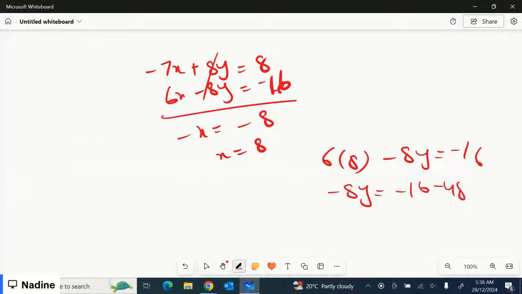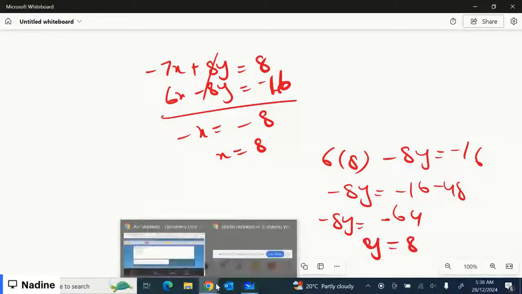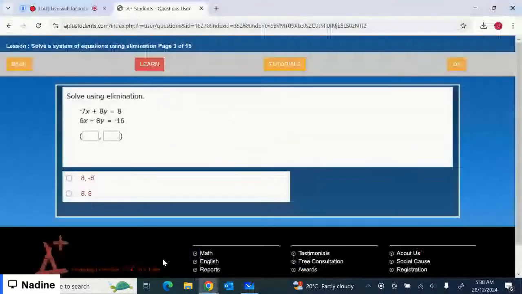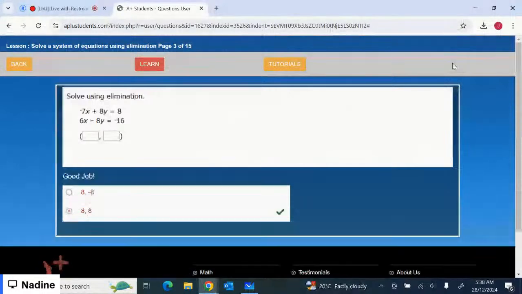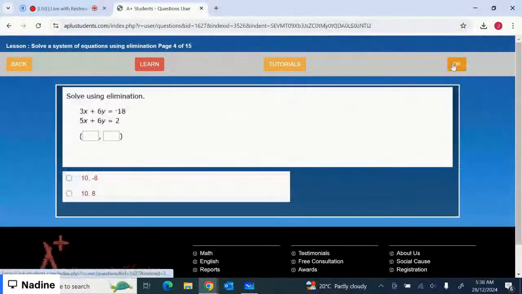So negative 8y equals negative 64. So y equals 8. So the correct option is 8 and 8. Option number 2 is the correct option. Okay, you can complete the lesson by yourself later today.